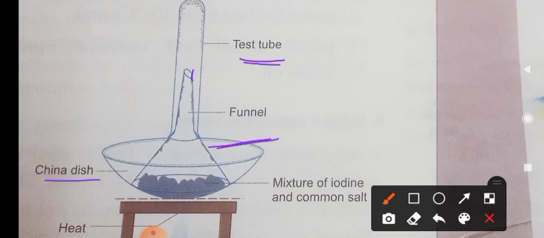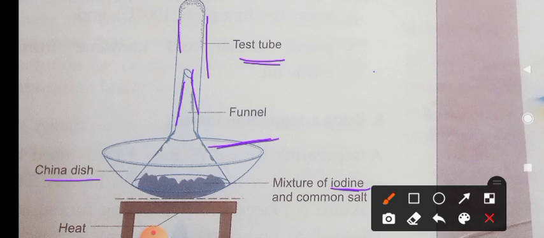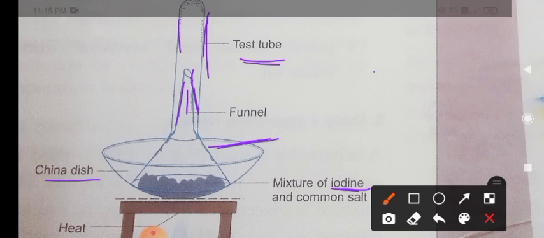The mixture is heated. The sublimable component evaporates, and the vapor solidifies in the test tube on the cooler part of the funnel. Here in our mixture, the iodine sublimes very easily. So when you heat, the vapors of iodine enter the funnel stem and the sides of the test tube, and after some time it cools down, and the solids of iodine are seen on the sides of the test tube.